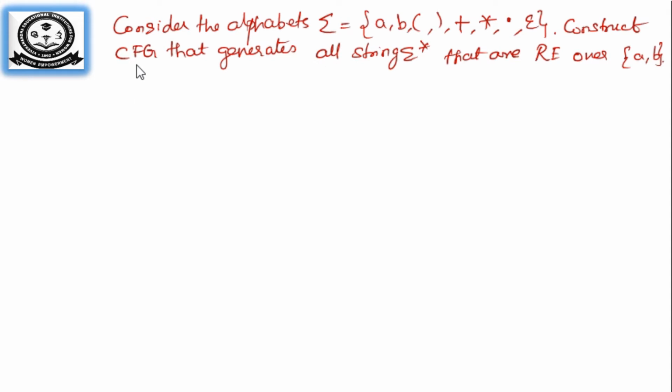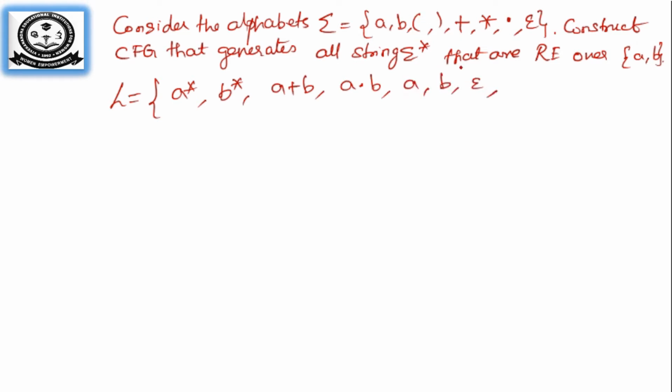Now we'll find out what language is generated. The language generated for the given problem can be a star, because it is a regular expression over a and b. So with these symbols I have to form a regular expression, so it can have finite automata symbols. So a star, you can have a star b star, then you can have a plus b, a dot b, concatenation. Then you can have a alone, b alone, epsilon.